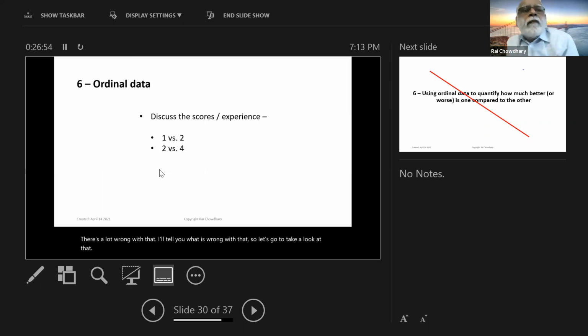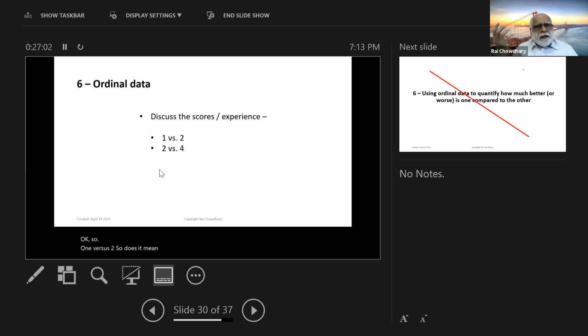Okay, so 1 versus 2. So does it mean that the experience that gave a score of 2 was twice as better? 2 versus 4. The experience that gave me a score of 4, was that twice as better than 2? How do you quantify that? You can't. So trying to do those kinds of statistical approaches, descriptive stats on ordinal data is a terrible, terrible mistake. And trying to draw conclusions based on this is even a bigger mistake.